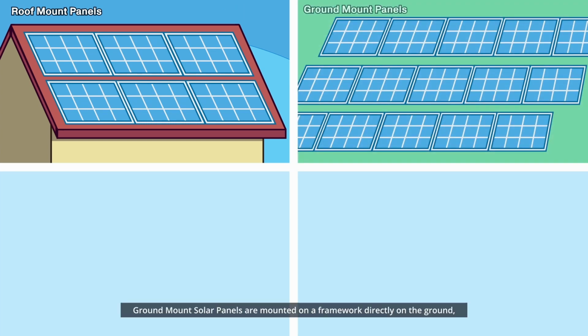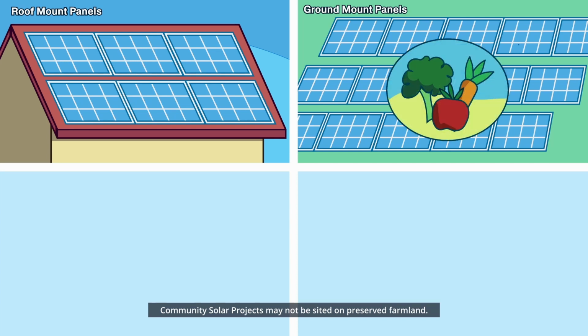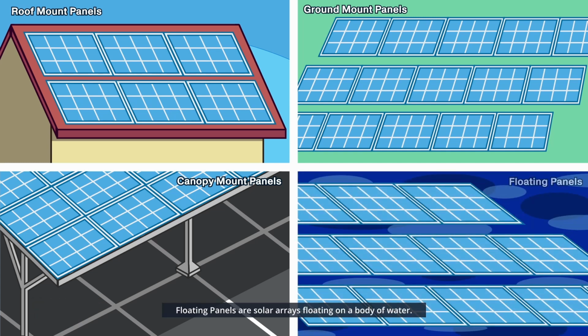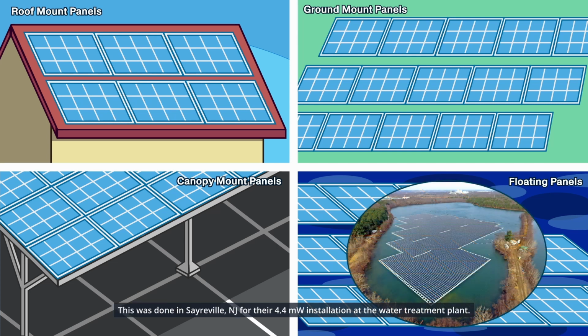Ground mount solar panels are mounted on a framework directly on the ground, including brownfields, closed landfill sites, and other sites that would be difficult to develop. Community solar projects may not be sited on preserved farmland. Canopy mount panels are suspended over parking lots or other uses of the ground space. Canopy-mounted panels have the highest cost per kilowatt hour due to the engineering and equipment required for the canopy. Floating panels are solar arrays floating on a body of water. This was done in Sayreville for their 4.4 megawatt installation at the water treatment plant.